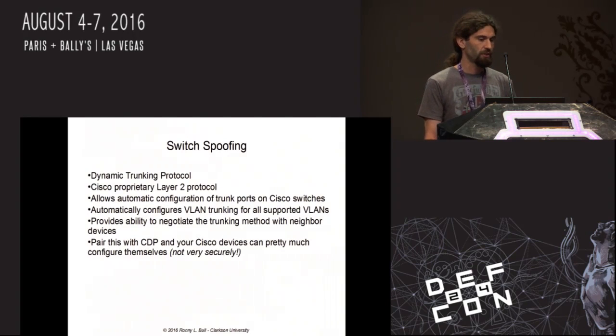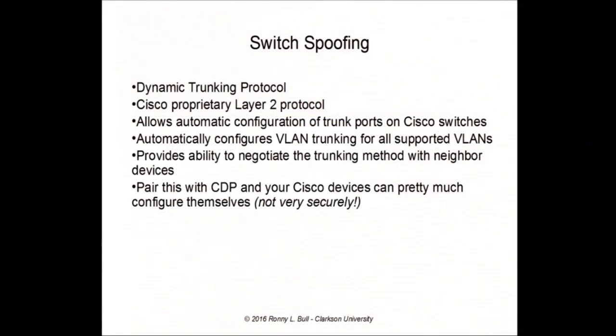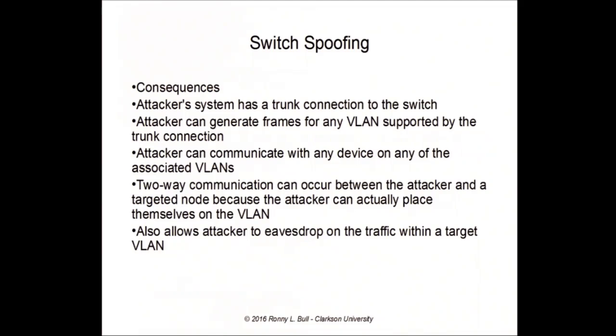Again, this is just another Cisco proprietary layer 2 protocol allowing you to do automatic configuration of trunking connections between two switches. Pair this with CDP and you pretty much have an automatically configured network. Some of the consequences: the attacker can have a full trunk connection to the switch. They can make themselves into a trunk, spoof themselves as a switch, which allows two-way communication on that VLAN. They place themselves directly on that VLAN, allowing them to eavesdrop on the traffic and send messages to and from systems on that VLAN.